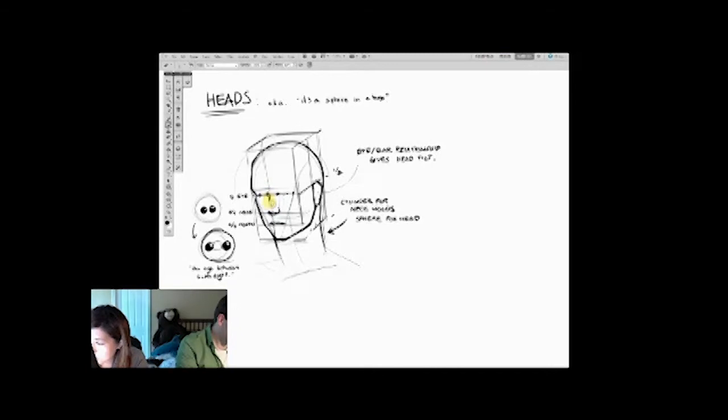I'm going to add a bump to the nose because I just like doing that. I think noses are the most characteristic part of people, so I really like drawing them.